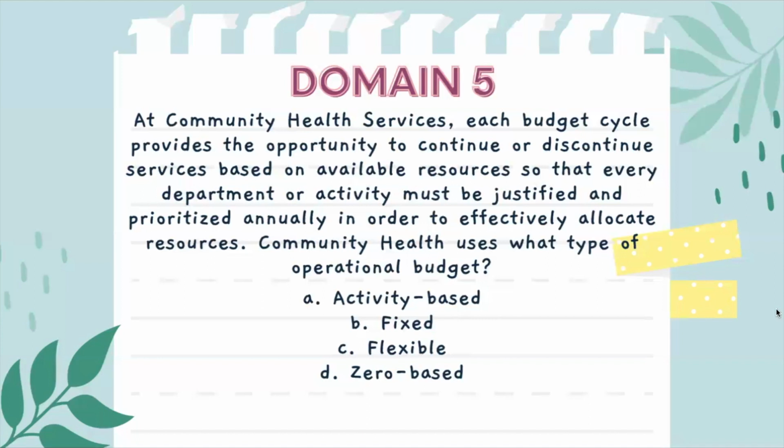If you guys remember from the definition, when you're dealing with fixed budgets, it doesn't matter what's going on as far as activity, they have set money aside. In this situation at community health services, they can choose to discontinue a service, therefore affecting your budget, right? So that's going to automatically deduct B as an answer, right? And let's continue on here.